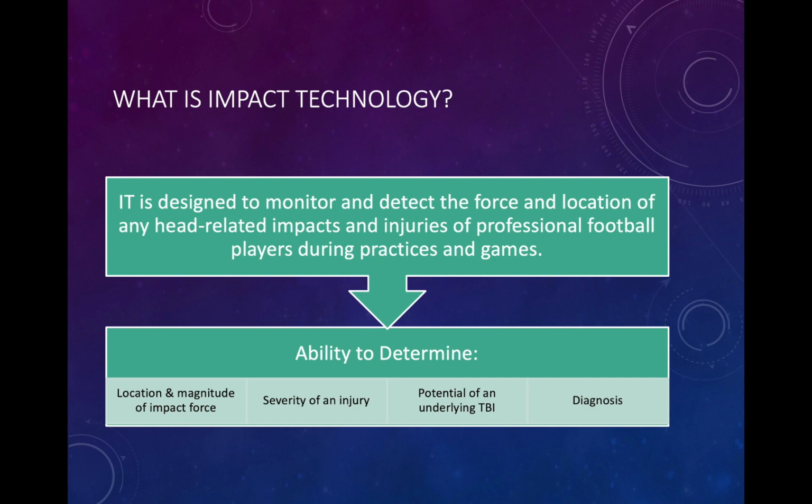So we've designed an app called IT that's designed to monitor and detect the force and location of any head-related impacts and injuries of professional football players during practices and games. The information will be gathered from a sensor in the helmets, wearable technology of the players, and then delivered to an app on the sidelines. The app will be able to determine the location and magnitude of impact force, the severity of an injury, the potential of an underlying traumatic brain injury, and eventually a diagnosis.